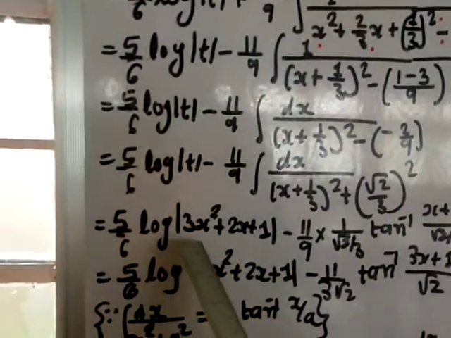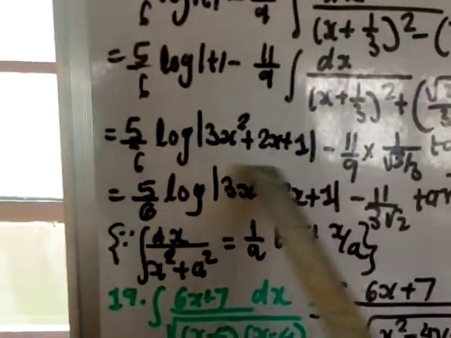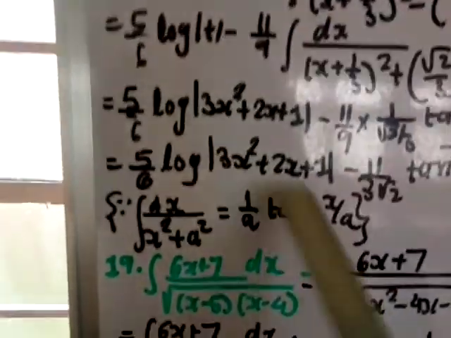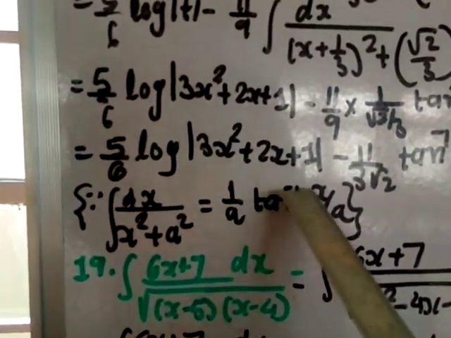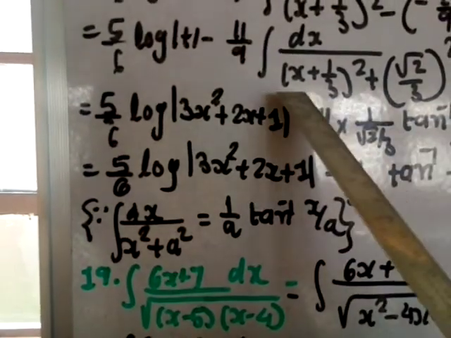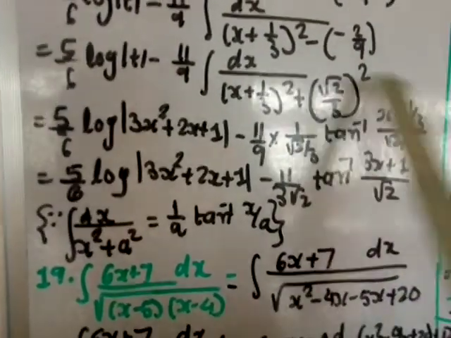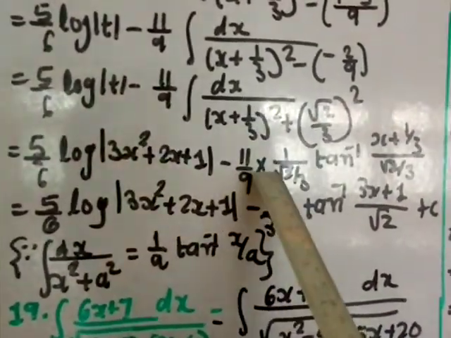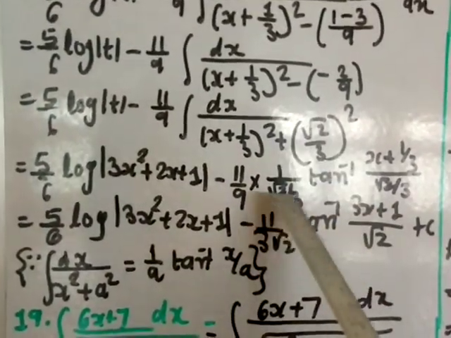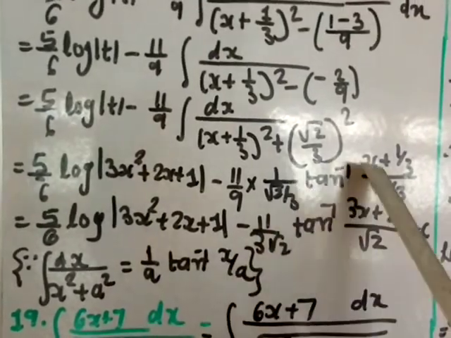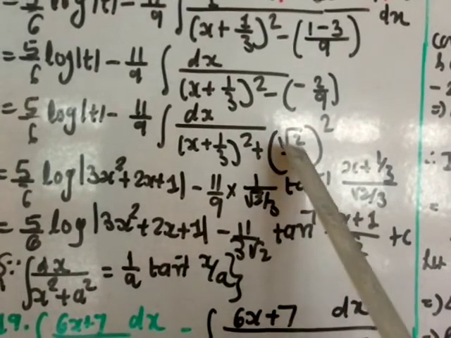Now put the value of t here. T you have taken as 3x square plus 2x plus 1 equal to t, so I put the value of t, and here I am going to use the identity or formula: integral dx divided by x square plus a square equal to 1 by a tan inverse x by a. So here x equal to x plus 1 by 3 and a equal to root 2 by 3. So here this 11 by 9 remains into 1 by a, so 1 by a is root 2 by 3, then tan inverse x by a, so x plus 1 by 3 divided by a, that is root 2 by 3.